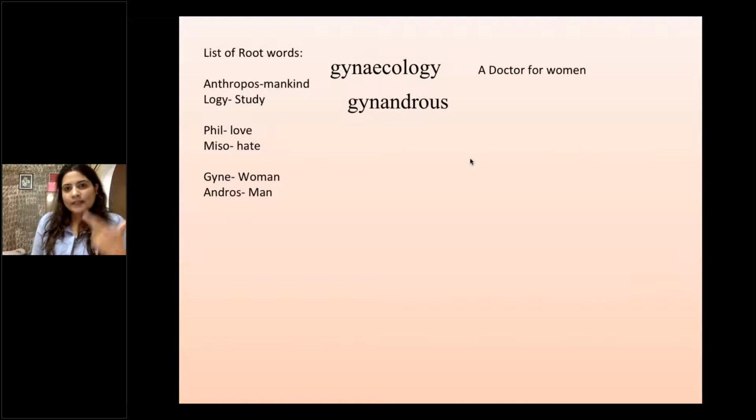So when I see this word gynandrous, gyn I know is a woman. Androus I know is a man. So what is this woman and man? What would this word be? Come on, take your guesses.